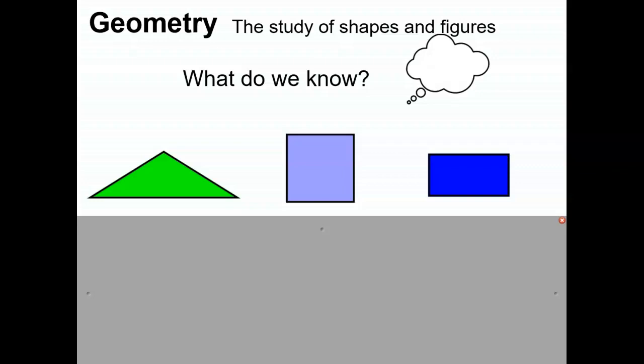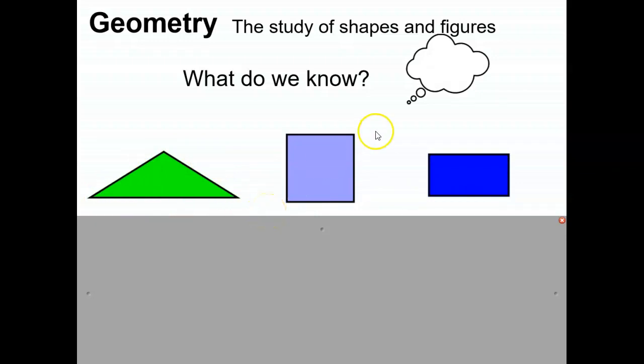Pause the video and write down the name of these three shapes. Draw a little picture of them next to their name and write down any attributes that you remember. What were you able to write down? I hope some of you remembered that this shape is called a triangle.